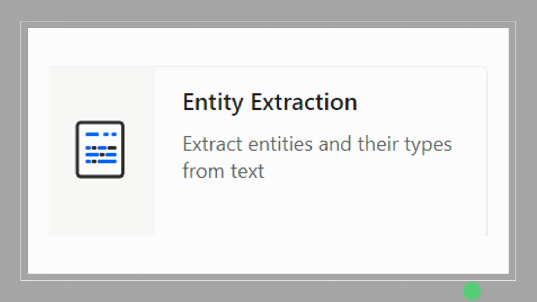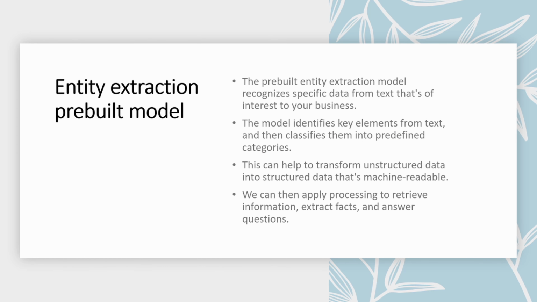Now let's talk about our next AI Builder model, which is the entity extraction model. Basically, this entity extraction model extracts the entities and their types from the text. Now, what do we mean by that? Let me explain this entity extraction model in very easy words.